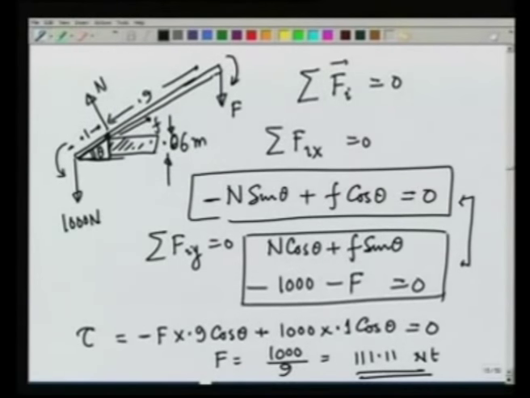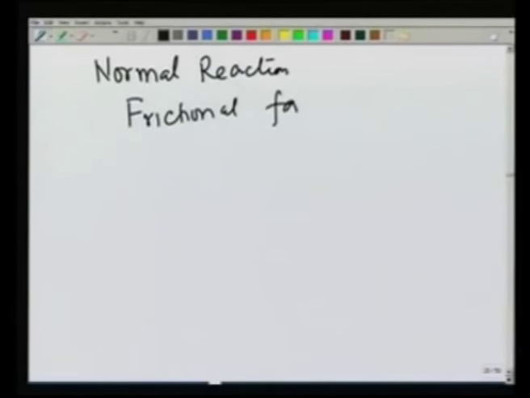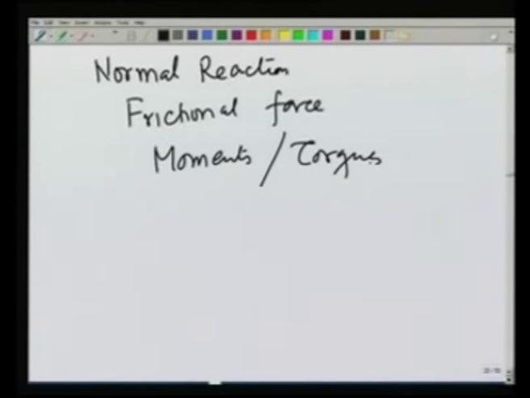So, in these two examples, you saw that I have used terms like normal reaction, frictional force, moments, torques, etc. So, now we will specialize and look at each of these things more carefully.